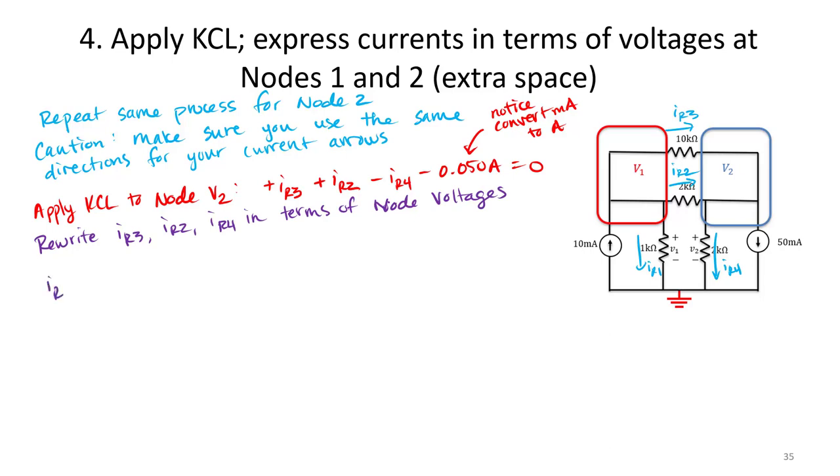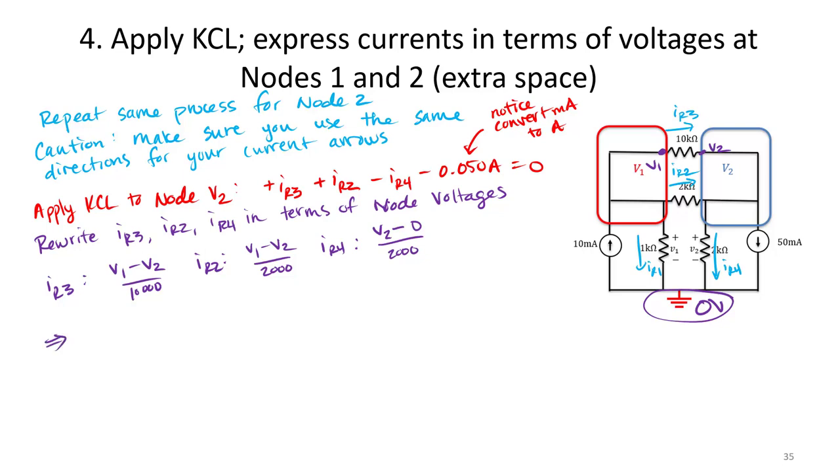So once again, for IR3, we determine IR3 is just V1 minus V2 divided by 10,000. IR2 is V1 minus V2 divided by 2000. We also know that IR4, if this is our ground node, must be equal to V2 minus 0 divided by 2000. And finally, our 50 milliamp source is already known.